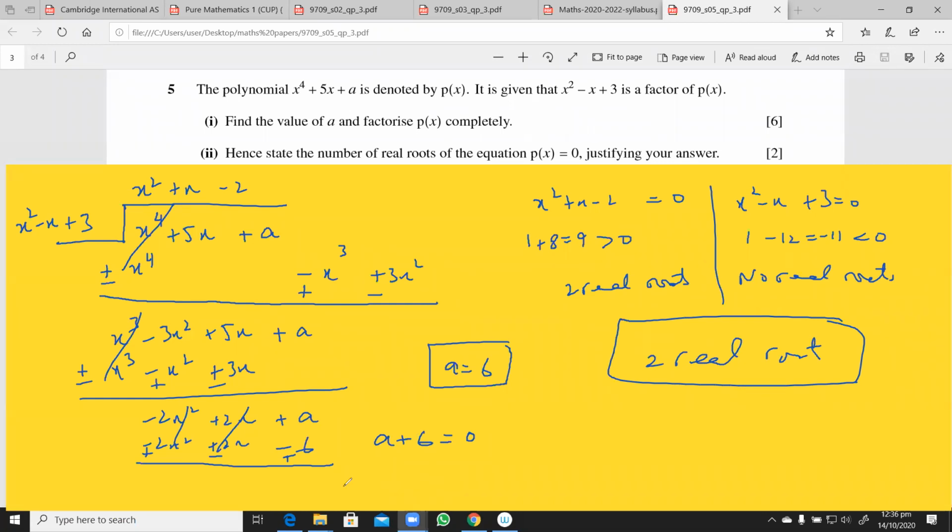I was so excited. I thought that I got a question on complex numbers, but this was not.